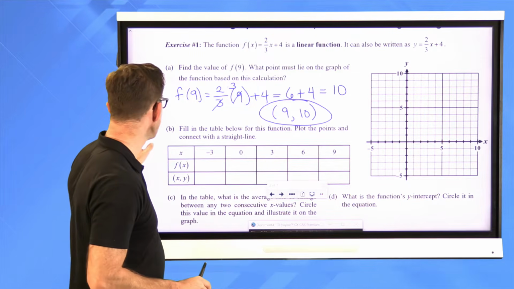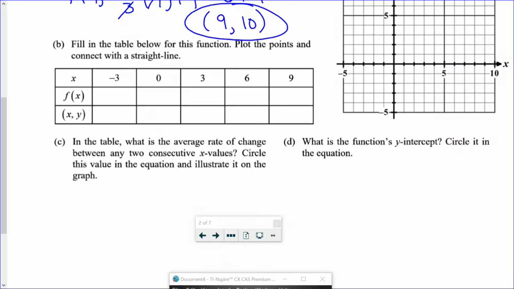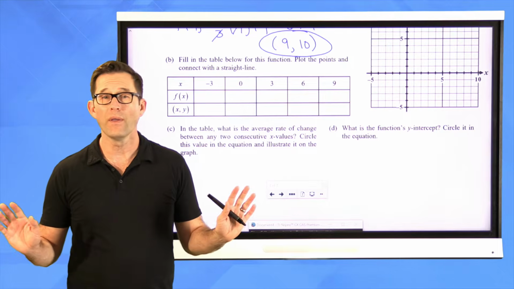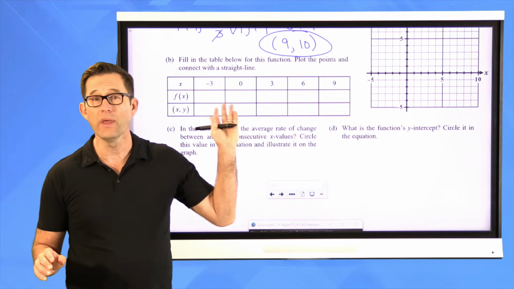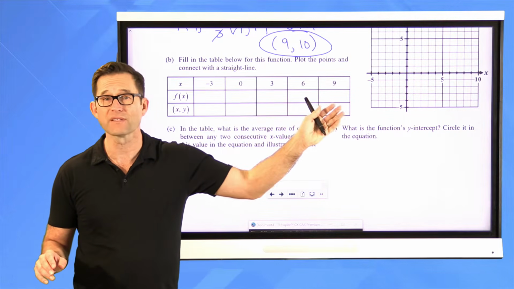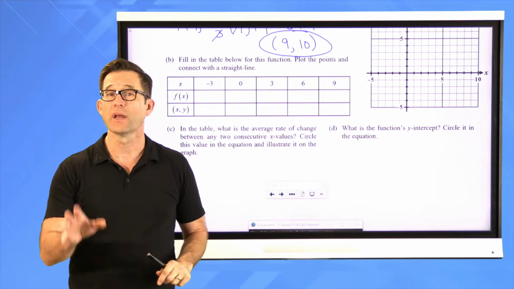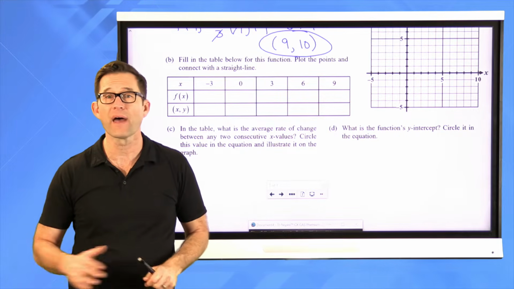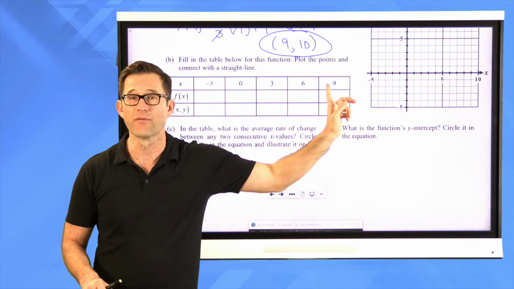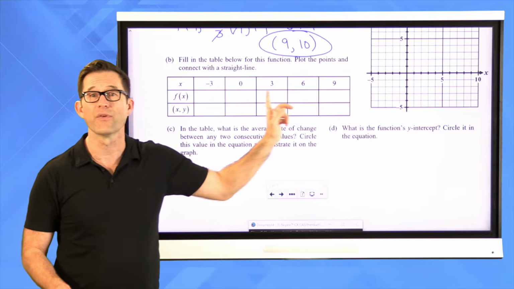So let's take a look at letter B. Fill in the table below for this function. Plot the points and connect with a straight line. All right, now, one thing that we could clearly do is put every one of those x values into the formula and generate an output. There's no question about that. In fact, we'd already have it done for x equals 9. We'd only have to do it for the other 4.